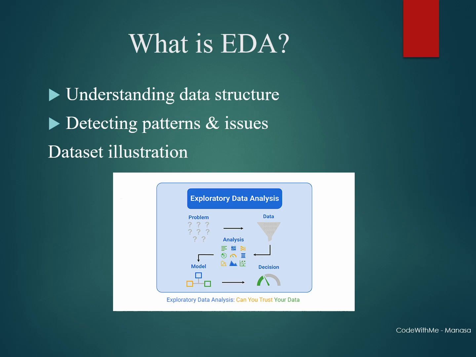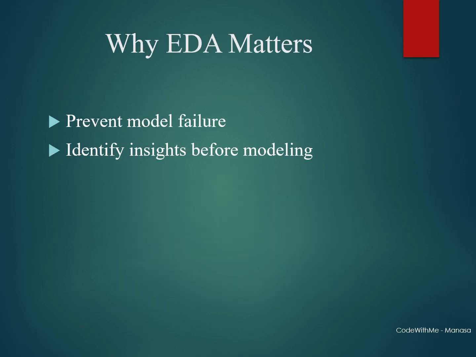So let's see why EDA matters. Why it is most important in data science projects. EDA is most important because it prevents model failure. If we skip EDA, we might miss missing values, outliers, incorrect data types, skewed distributions, wrong assumptions. So EDA helps us find insights even before machine learning. It ensures the data is ready, clean and meaningful.